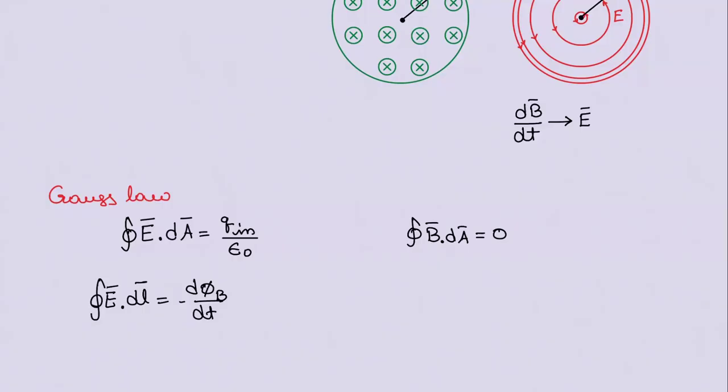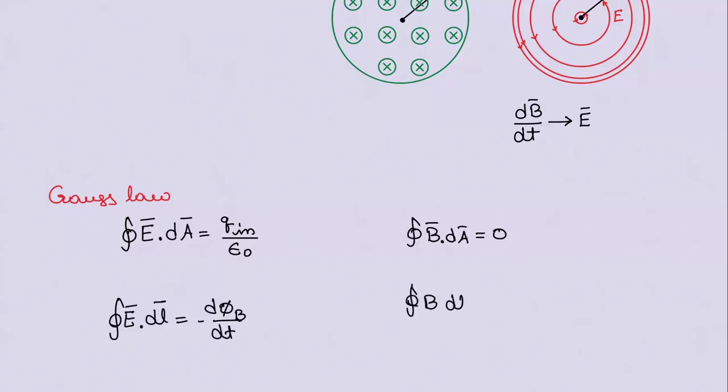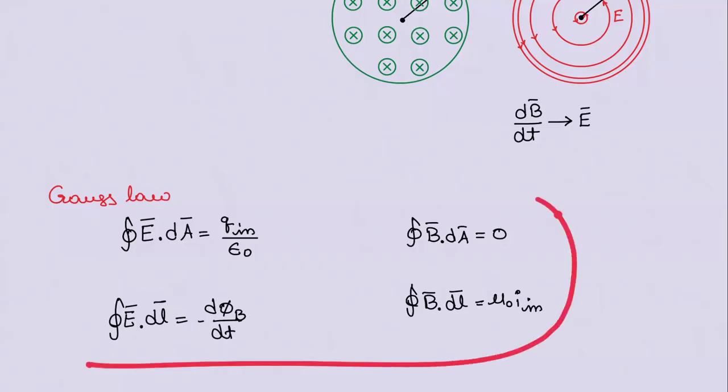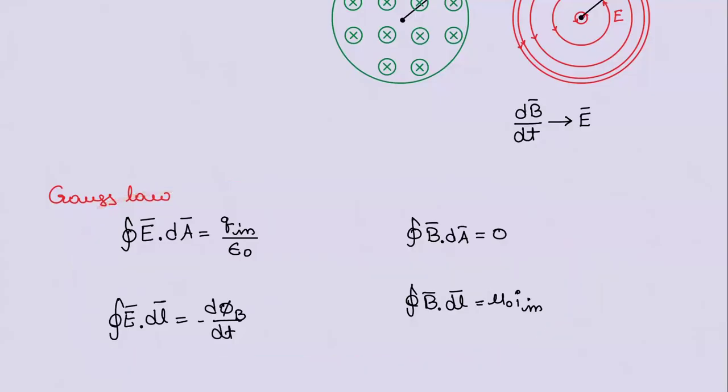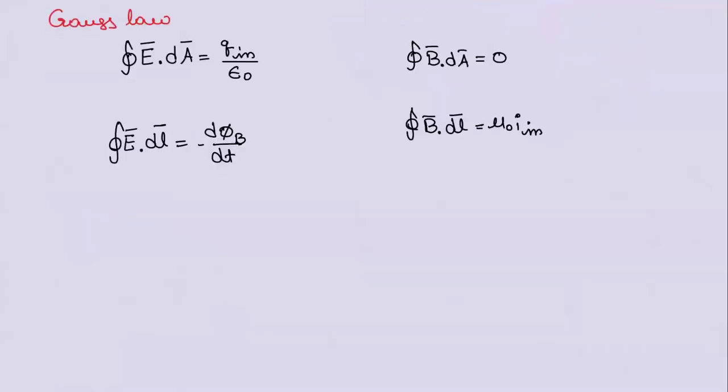But one more thing is also there. That is Ampere's law. Integral B dot dl is equal to mu naught times I in. These are the four things that we need to understand, and these four things are called Maxwell's laws. But what Maxwell did, observe carefully, he found a flaw in this. Sir, what is the flaw?